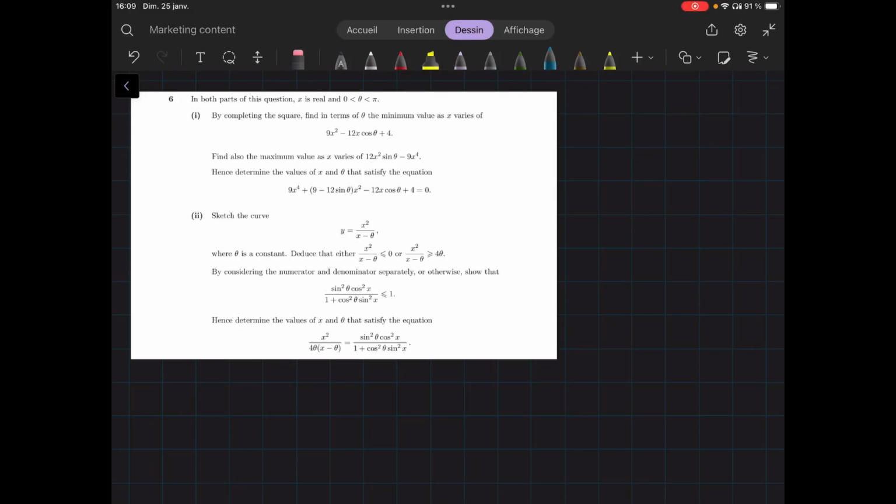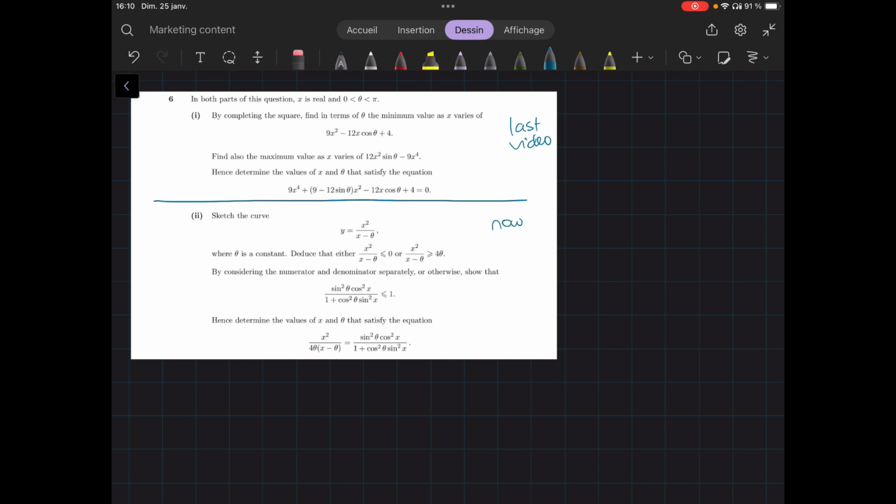Hiya, this is the second part of the step one question that we looked at last week. Last week, we looked at part one. Now, we are going to look at part two.